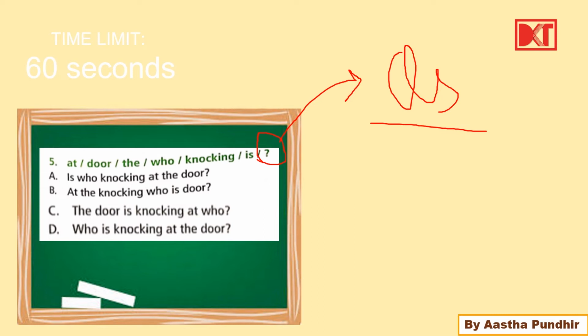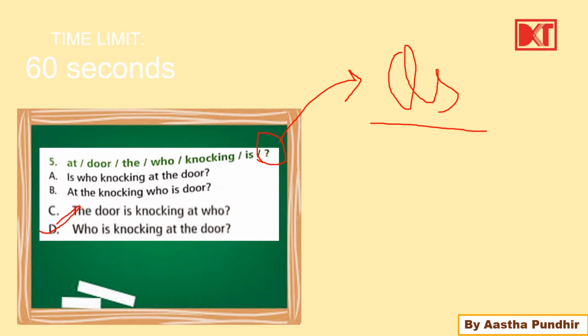Now, A, is who knocking at the door? B, at the knocking who is door? C, the door is knocking at who? D, who is knocking at the door? Here the correct answer is D.